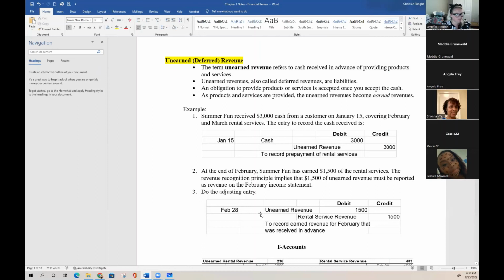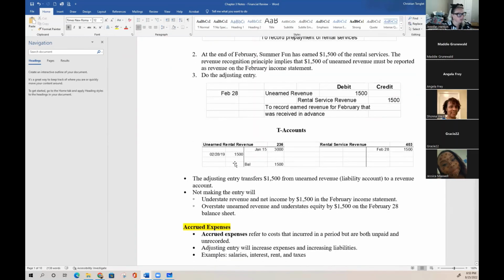So here we go. February 28th, unearned revenue, $1,500. So now what happens to my balance? It's no longer $3,000, it's $1,500. And I'm going to recognize my revenue. Rental service revenue, a credit of $1,500. Remember, revenue accounts are usually credits unless you're giving somebody a credit. Here's what it looks like on the T account.